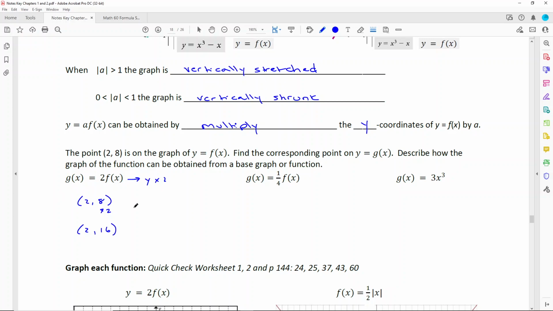How can I describe this transformation? I would say it is a vertical, I'm going to stop writing the whole word vertically and just put v dot, it's vertically stretched by 2.